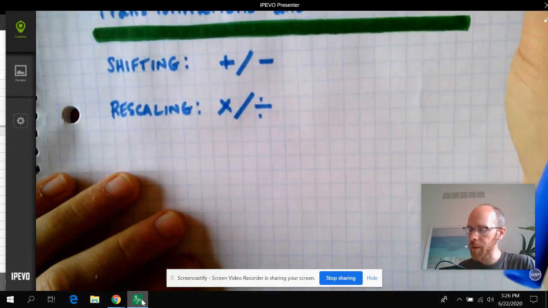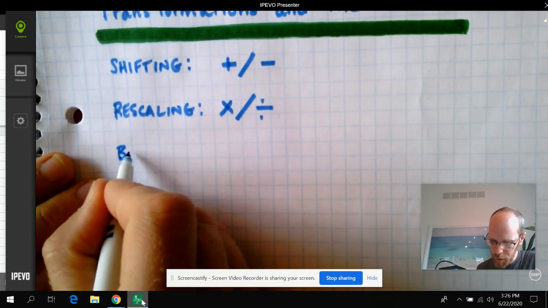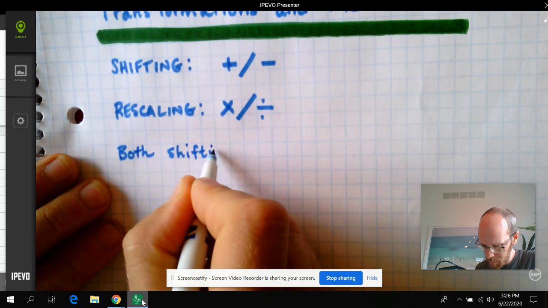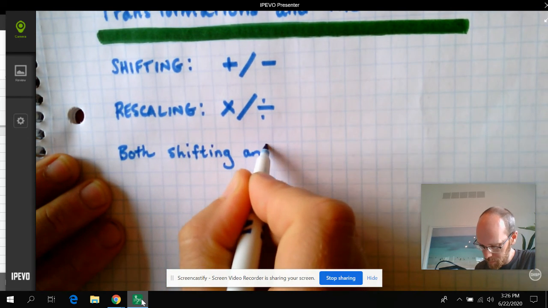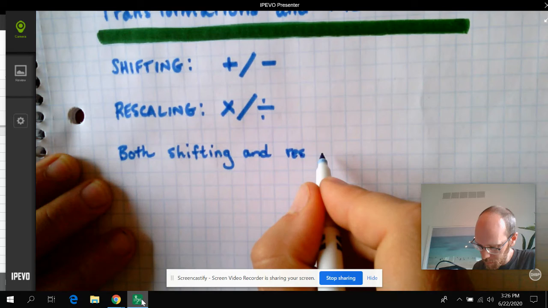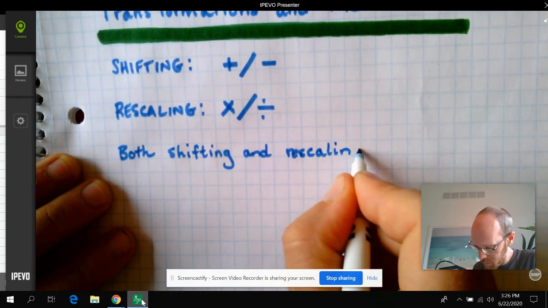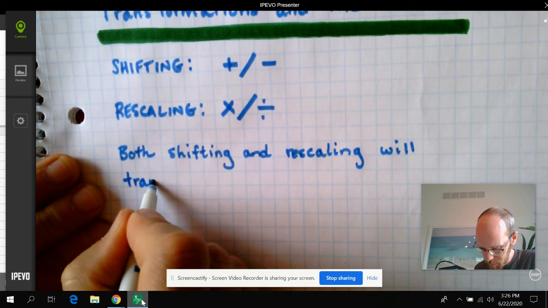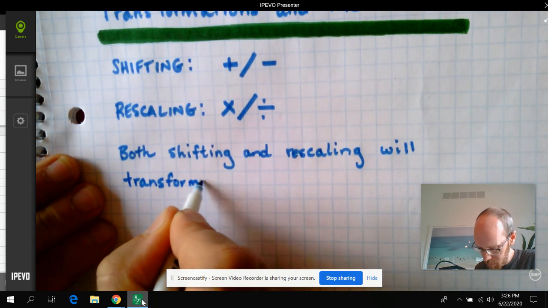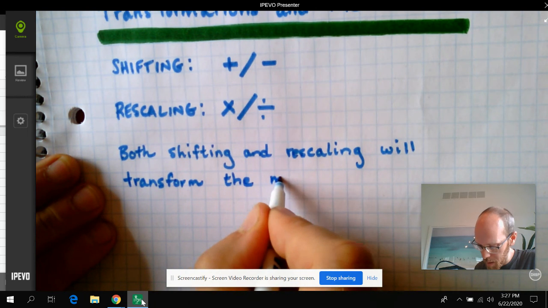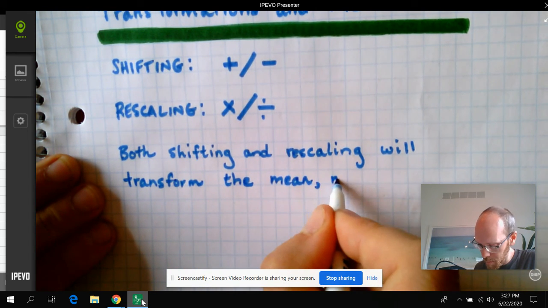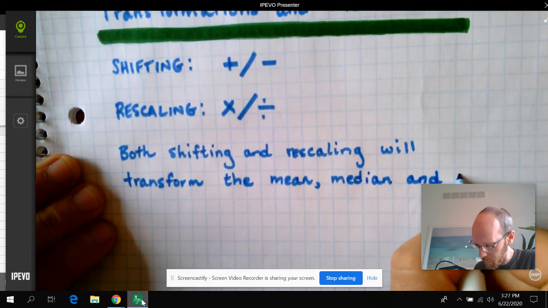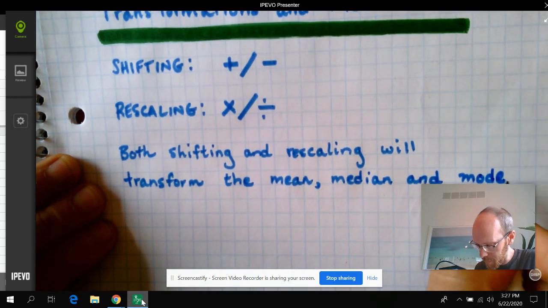And the thing that we learned today is that both shifting and rescaling will transform the mean, median, and the mode.